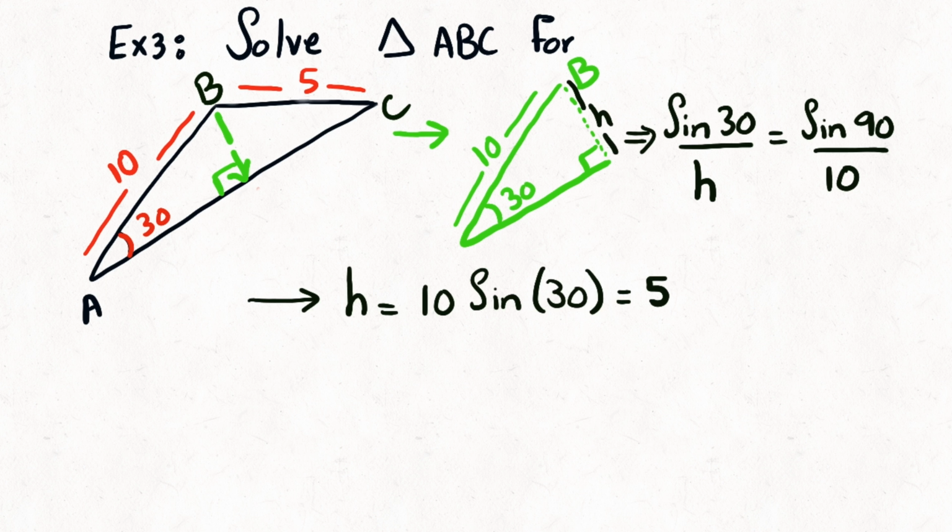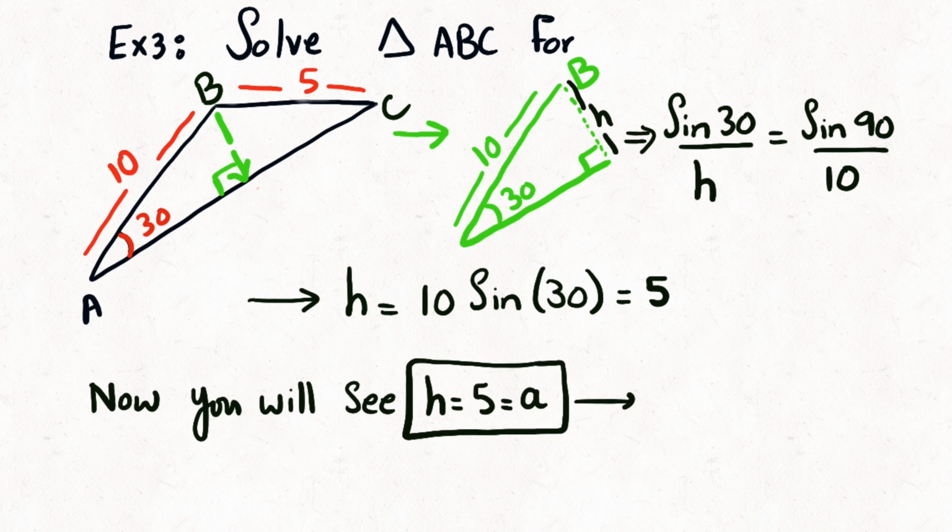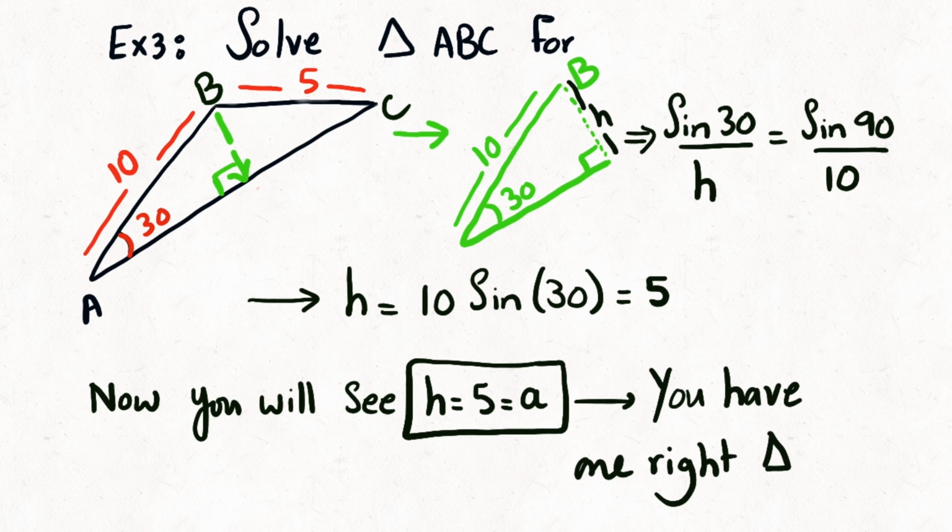When you apply it, you will discover that H equals 5, which is exactly the length of the side BC. It means you have only one case, thus you will proceed with this equation and solve it as before. Thus in this case, we have only one triangle.